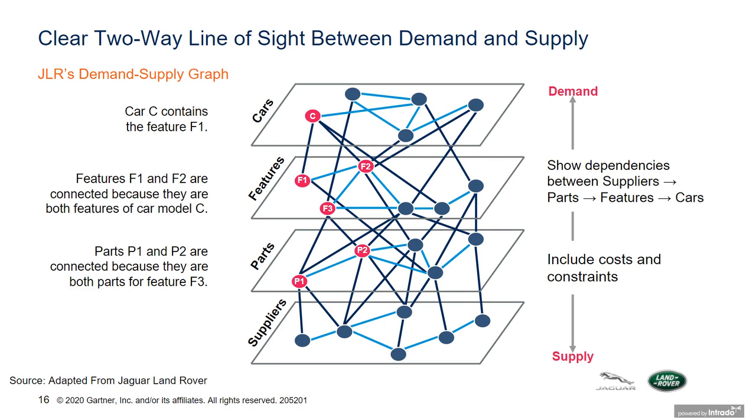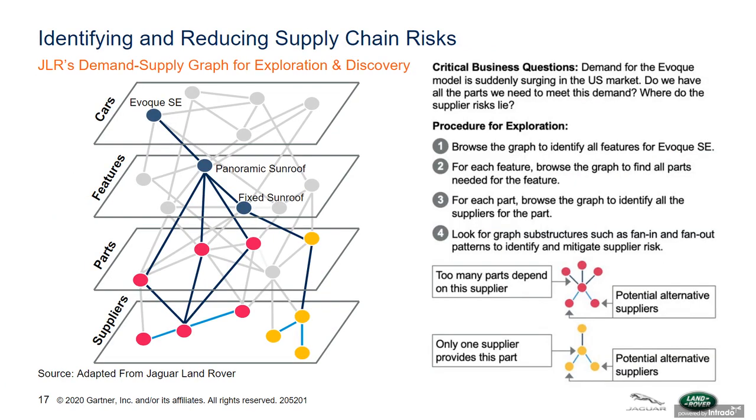Through this multi-tiered graph, they are showing the dependencies between the different layers. And they're also including costs and constraints. Those constraints, which we'll talk about a little bit more, are very important for optimization. And so by building this graph and getting the answers to the questions they want, they're able to identify and then reduce supply chain risks.